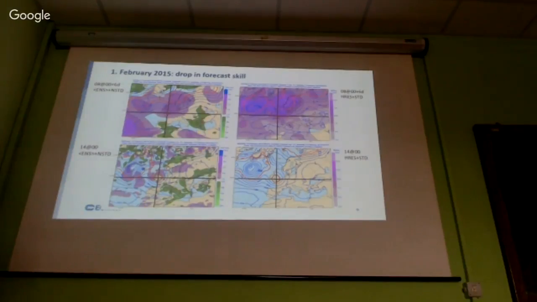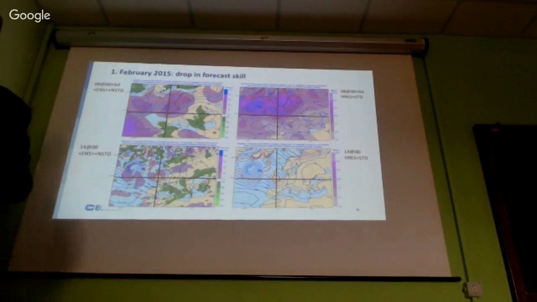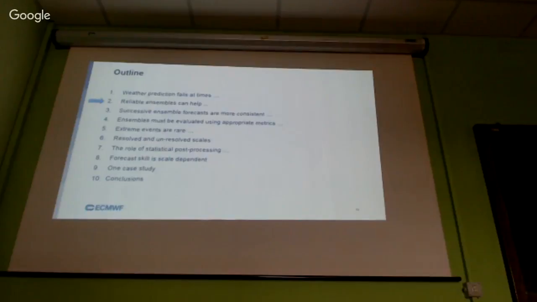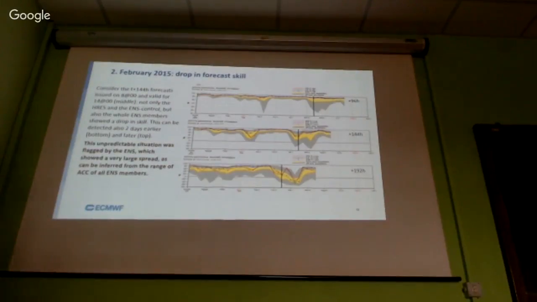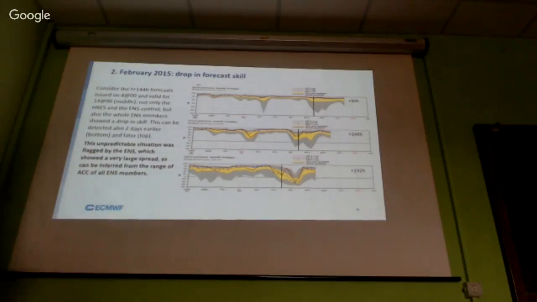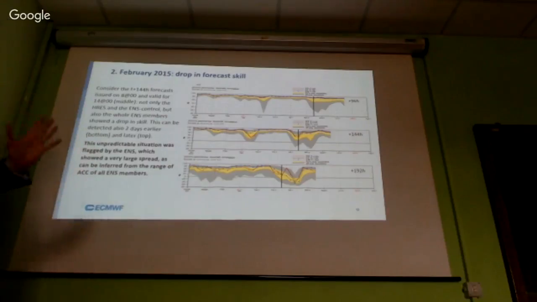And the reason why skill drops so much is that the positioning, for example, of a cutoff low might be completely misplaced, or the intensification of the low doesn't follow what the atmosphere does. In cases like that, ensembles can be useful. How? Well, the idea is that a reliable ensemble can be useful.